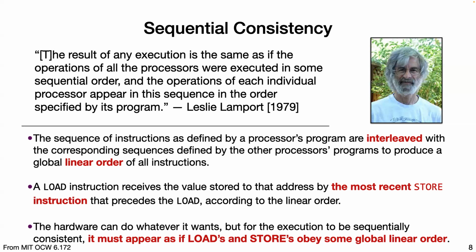So like you were saying, in the example the store has to happen first under sequential consistency. The hardware can do some underlying optimizations, but to obey sequential consistency, loads and stores have to obey some global order. And so under sequential consistency, it is true that in the previous example you will always get at least 1 in either EAX or EBX.